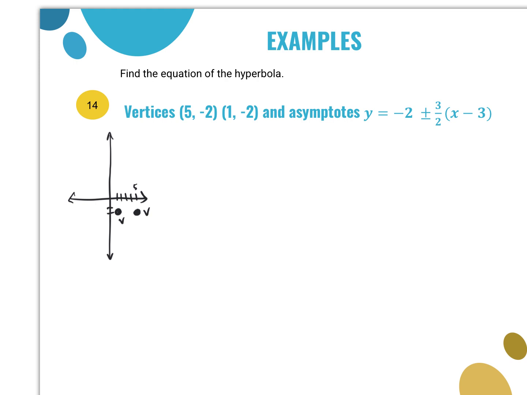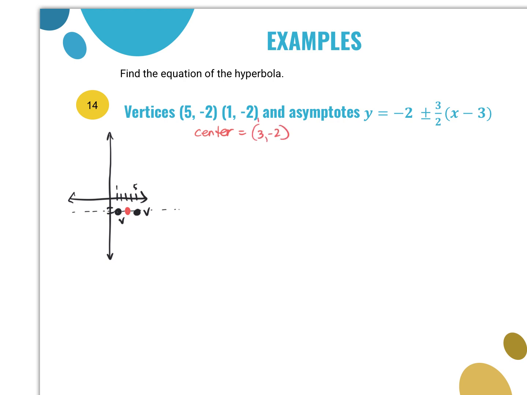right? 5, negative 2 here, and 1, negative 2 here, okay? And so what you realize is that if those are your two vertices, you know that your hyperbolas are going to go through that axis line there. So again, you know that your center is going to be in the middle, or the midpoint of those 2 points. Well, the midpoint of 1, -2, and 5, -2 is going to be at 3, -2. So I know that my center is going to be at 3, -2.